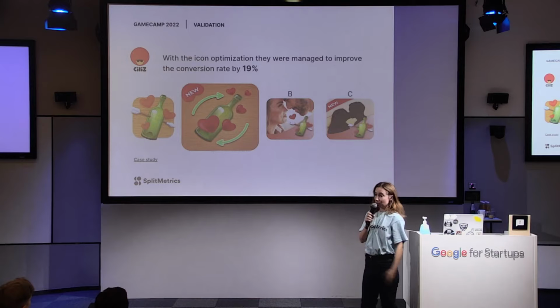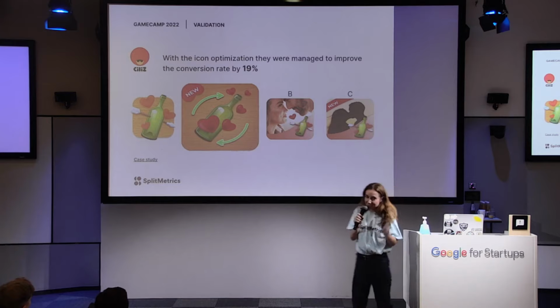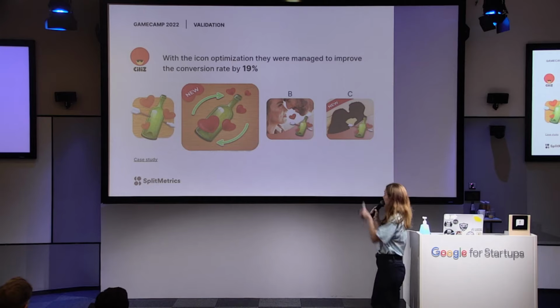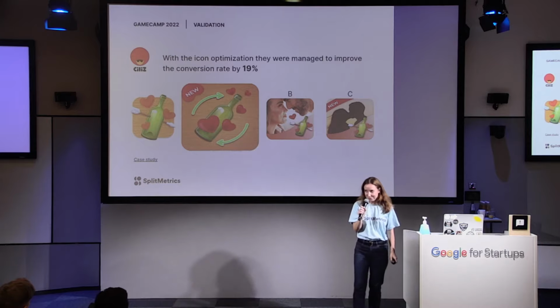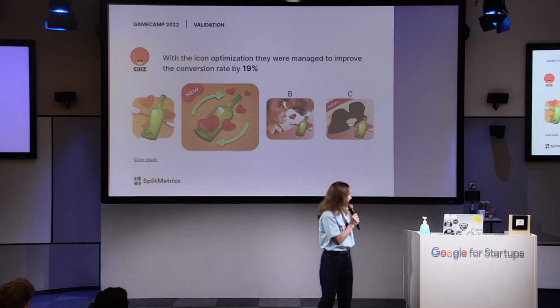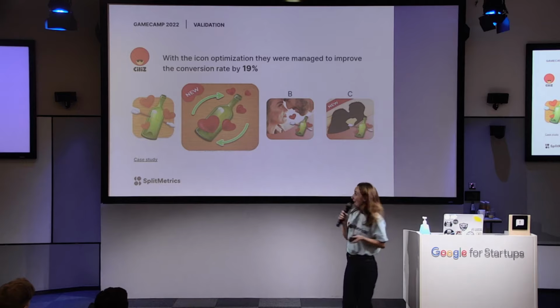This icon wins, and we actually don't know why. It just wins. But we have an idea. We have a clue, because this icon shows the mechanic of the game, and the C and B icons, the idea was taken from the dating apps. So probably you know a lot about dating apps. That's why you voted for the C icon.